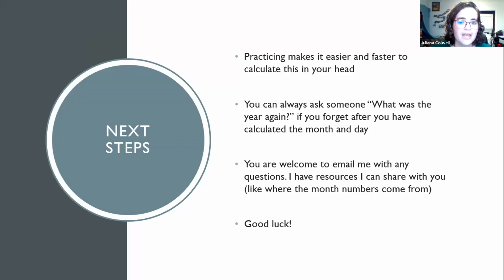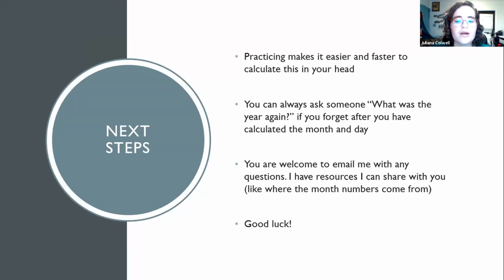So to finish off, practicing makes it easier and faster to calculate this in your head. You can always ask someone, what was the year again? If you forget after you have calculated the month and day, and you are welcome to email me with any questions. I have resources I can share with you and be able to describe this further.